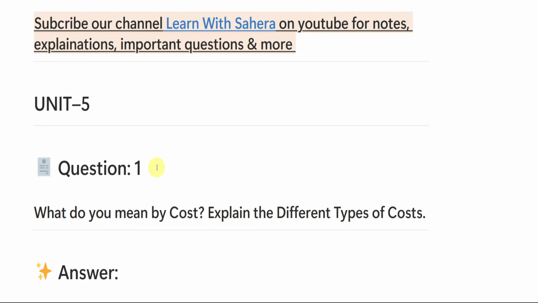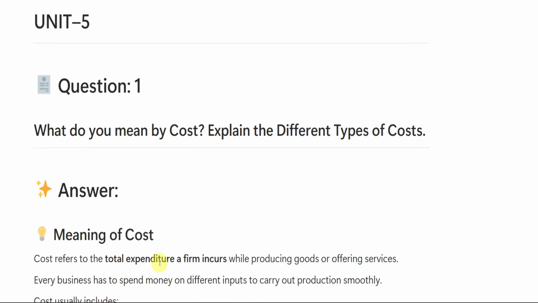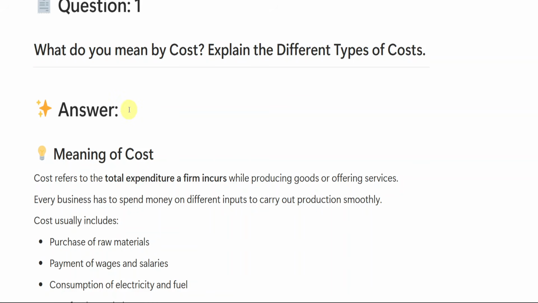Alright students, let us get started. So the first topic or the first question is, what do you mean by cost? Explain the different types of costs. One of the most important questions it is.